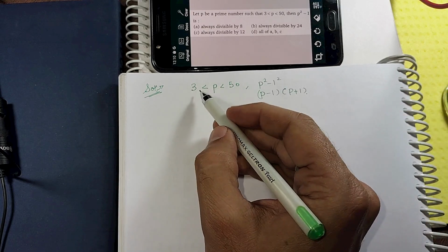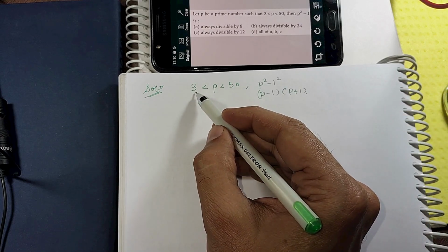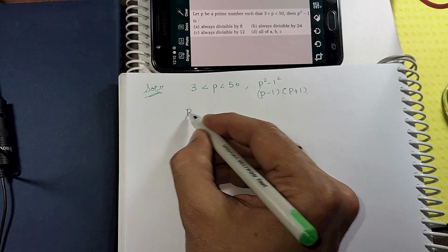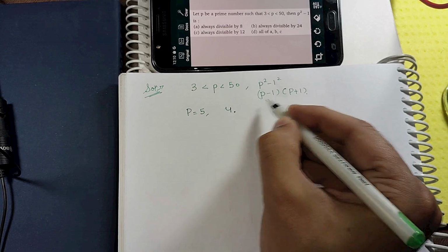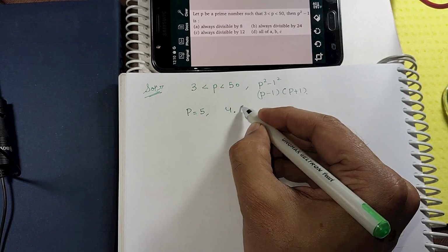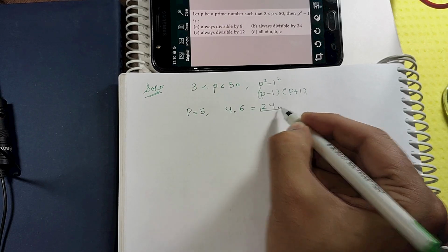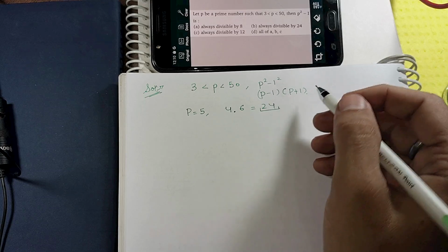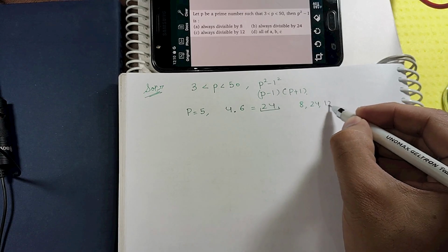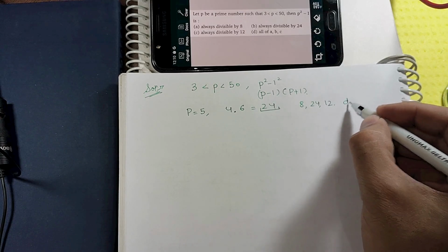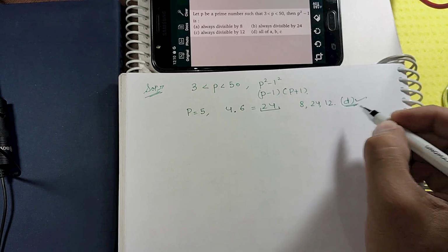Now we will start with the first prime number greater than 3, so that is 5. So putting the value of P equal to 5, I will be getting P minus 1 as 4 and P plus 1 as 6. Now this is equal to 24. Now 24 is divisible by 8, it is divisible by 24 itself, and it is divisible by 12. So we can say that option D, all of these, is the right answer.